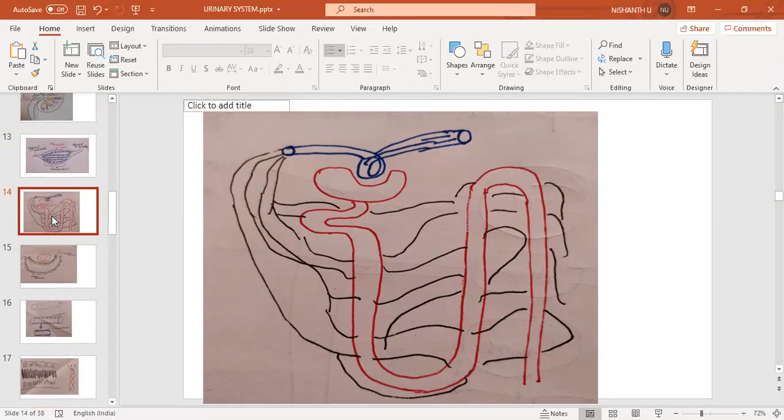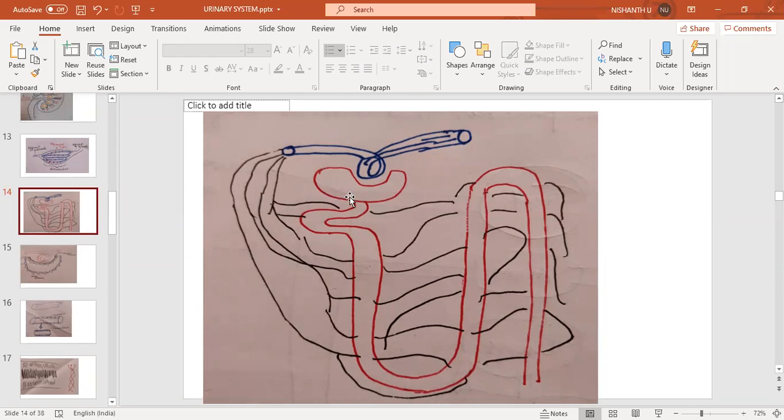One second. Okay. See, here the filtration is taking place. Are you able to understand? Consider some 100 ml is entering into the tube. 100 ml is entering, means 1 ml is coming out as urine. That means 99 ml is reabsorbed. That means 99 ml is going out of the tube.